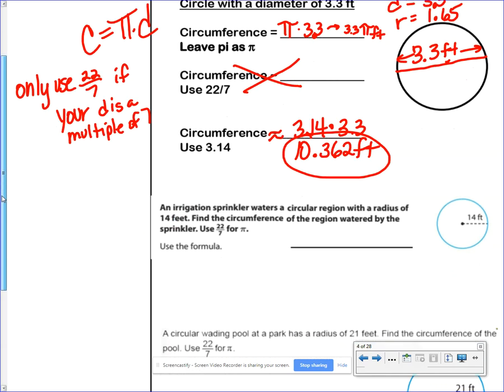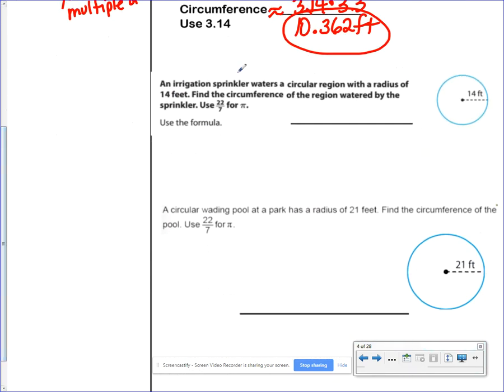All right, let's tackle some of these other examples. Here's one. You get a sprinkler, and it sprays in a circle like this. Choo, choo, choo, choo, choo. I don't think we're ever going to use sprinklers this year because there's too much snow on the ground.